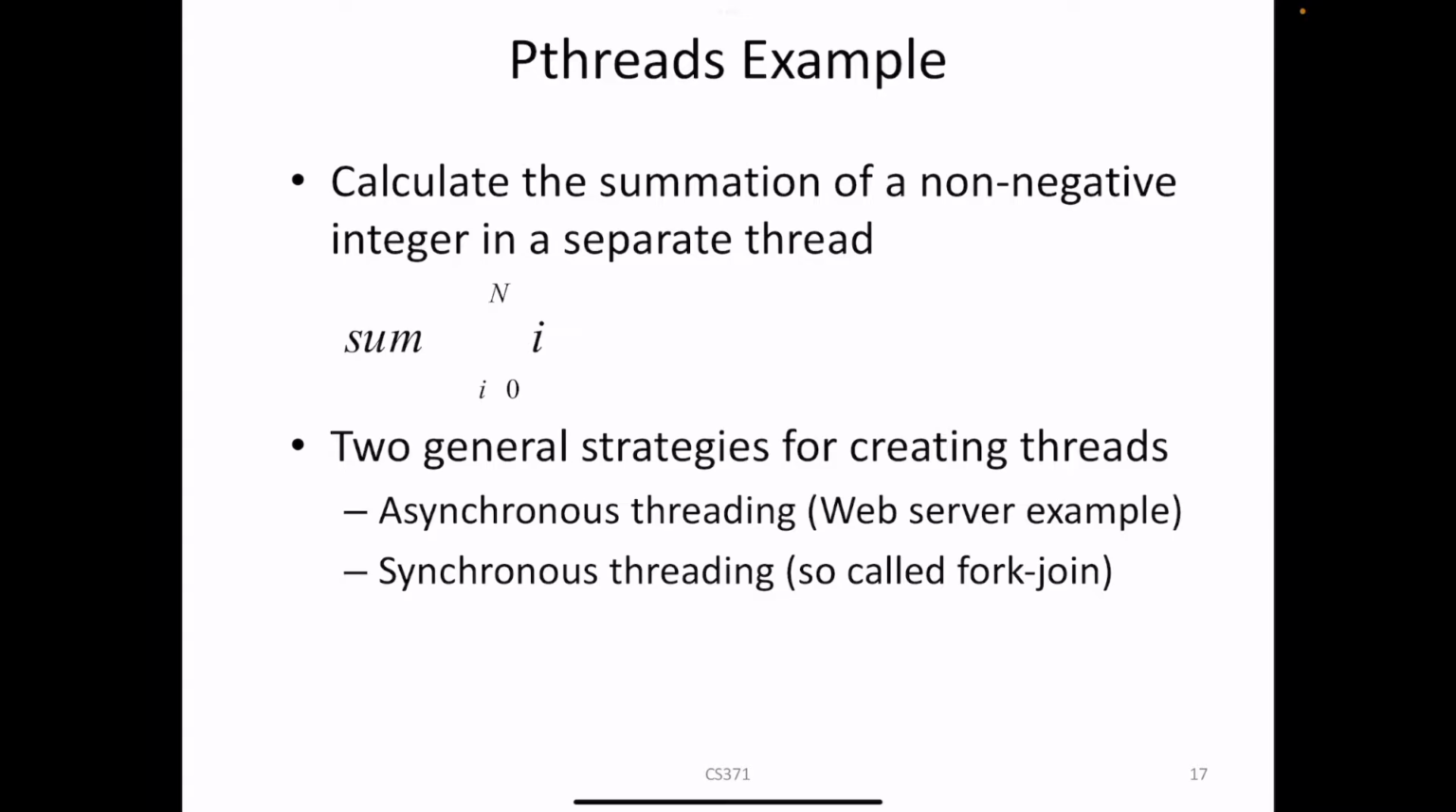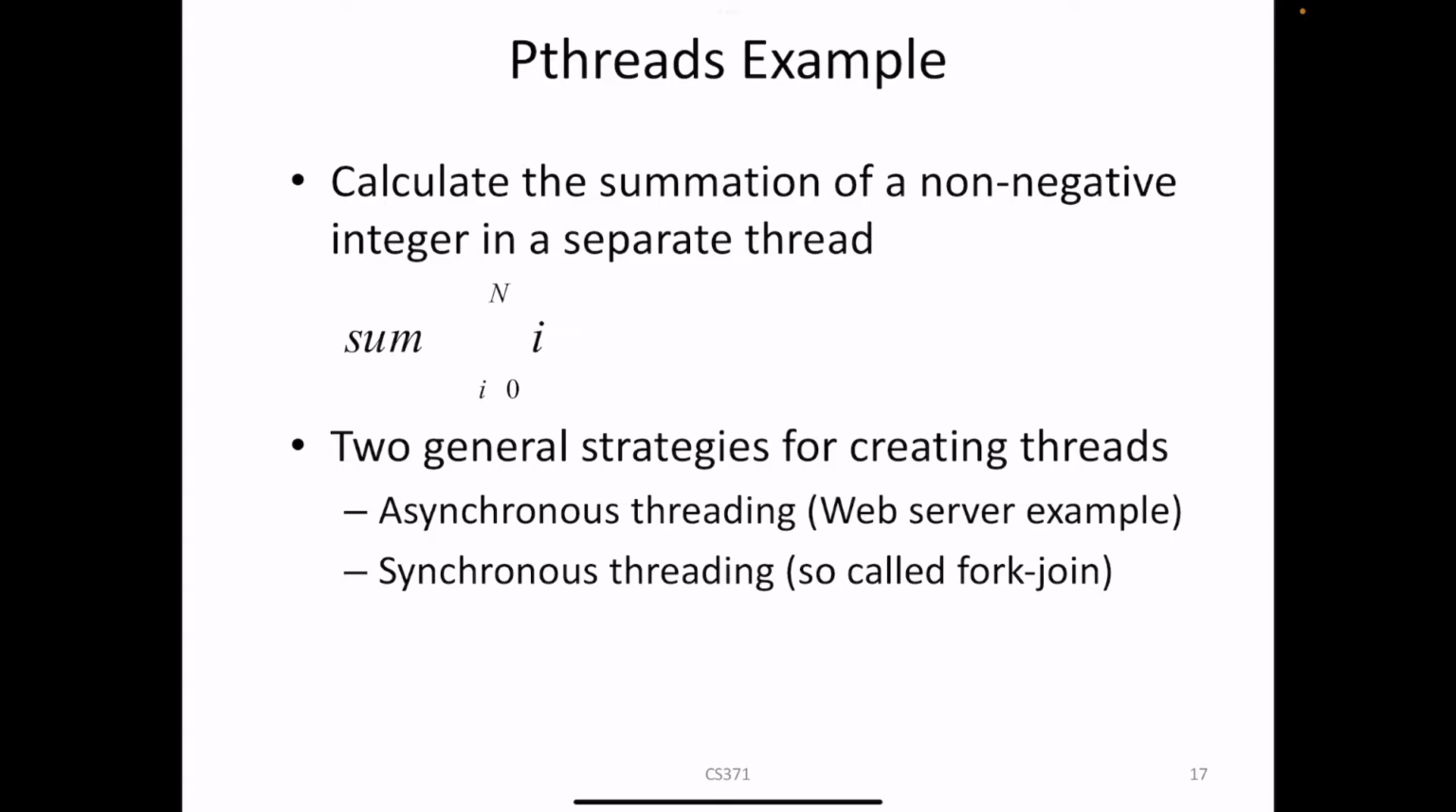The first one is called asynchronous threading, such as the web server example we have discussed in the previous lectures. In a web server, there is a primary thread which keeps listening for requests from the users. Whenever a request is received, a new thread will be created to respond to the request. However, the primary thread will keep listening on the channel in order to serve newly coming requests.